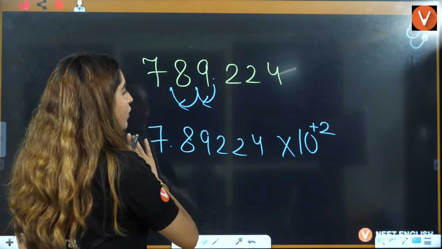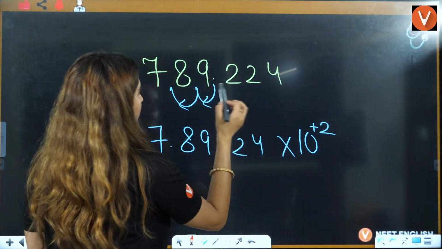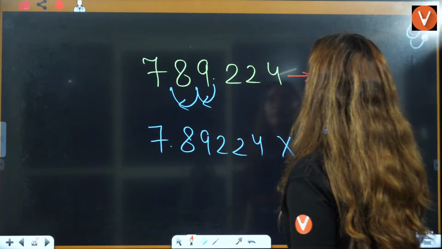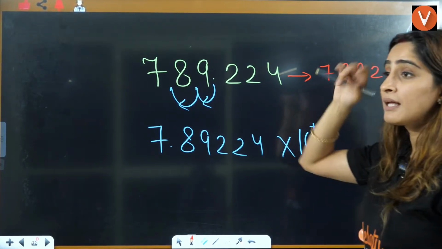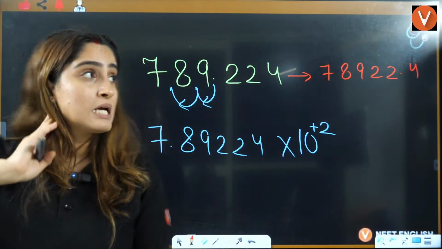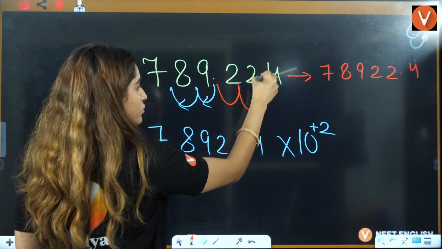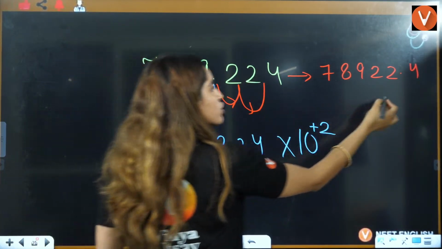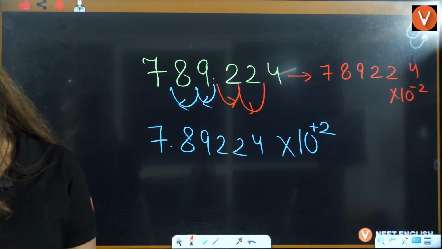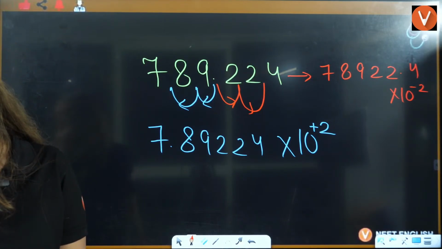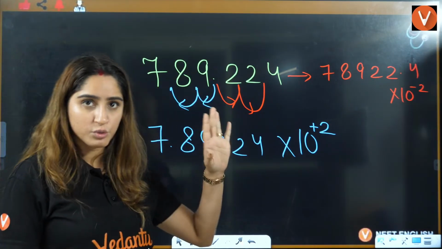Now, if you have to do the reverse of this, let's say you have to make it into 78922.4. Then what you have to do? Now you are shifting the decimal by 1 and 2, but on the right side. So you'll multiply it by 10 raised to power minus 2. Okay? Understood? Ma'am, this feels easy? This is what you have to do.